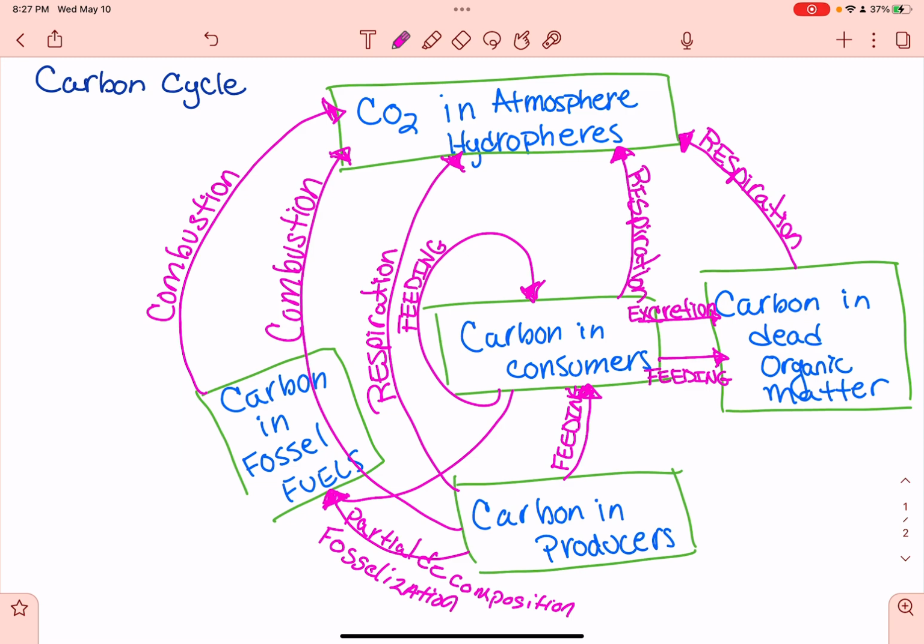Peat is partially decomposed. Now you also have carbon dioxide being pulled out of the atmosphere and the hydrosphere by photosynthesis.